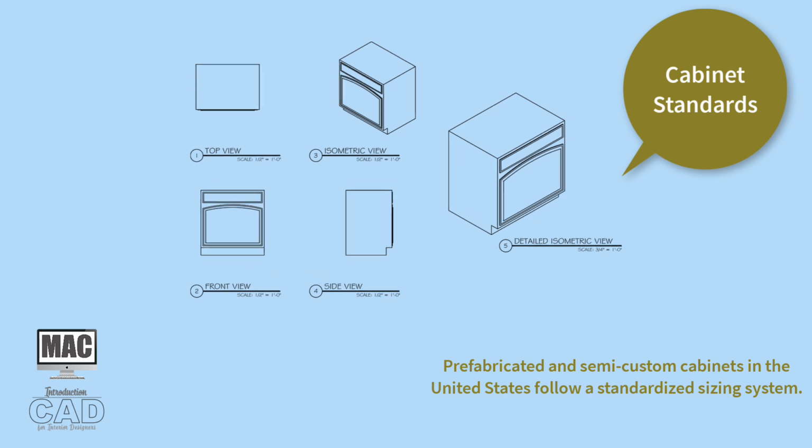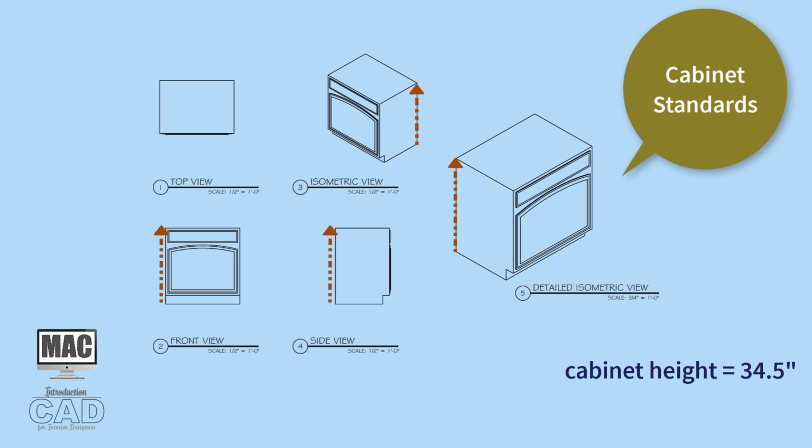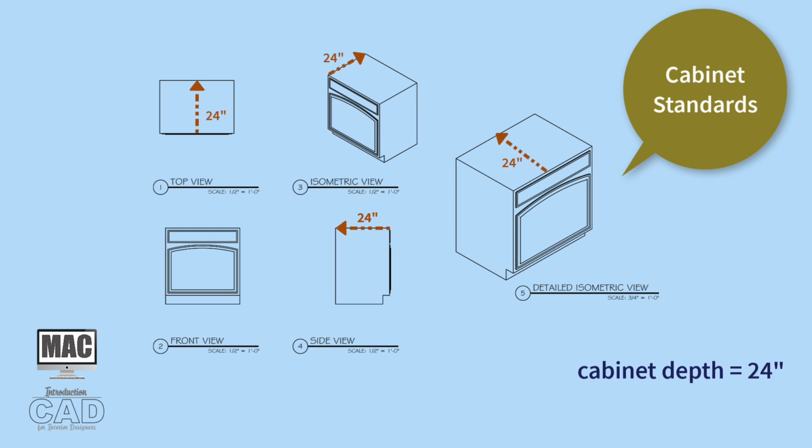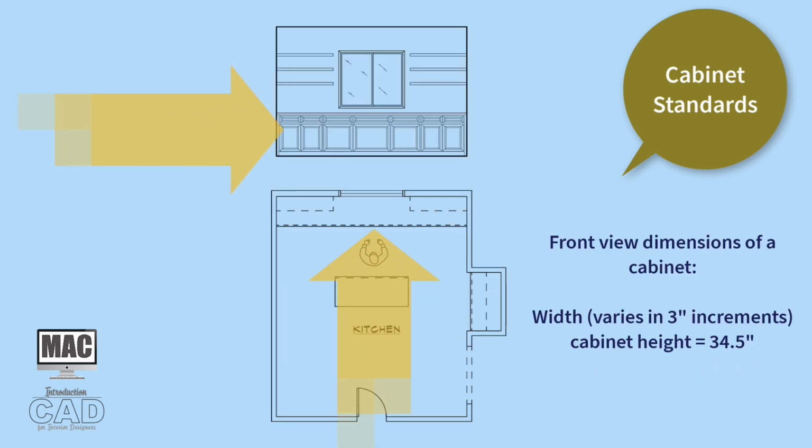Let's review the design standards for prefabricated and semi-custom cabinets. All cabinets in the United States are manufactured in standardized sizes. The height of the base cabinet standard, including the toe kick area, is 34.5 inches high. The depth of a base cabinet is 24 inches. However, the depth of a cabinet is not relevant for this drawing type because we're only viewing the cabinet from the front view, as if we're standing directly in front of a set of kitchen cabinets.